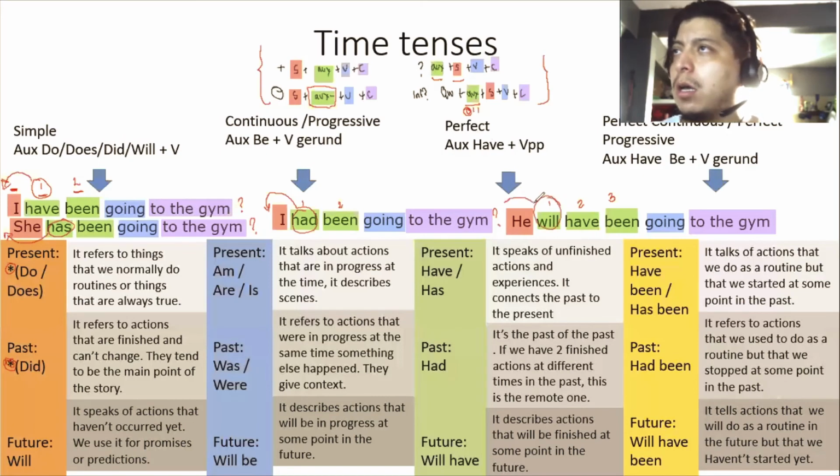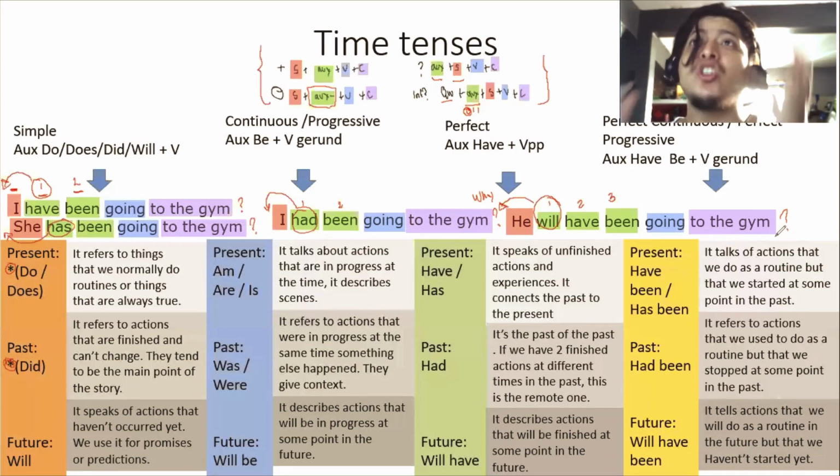Will he have been going to the gym? Yes, he will, or no, he won't. If we want to make an information question, we start with a question word. Why will he have been going to the gym? Well, he will have been going to the gym because blah, blah, blah. And they tell you the reason.